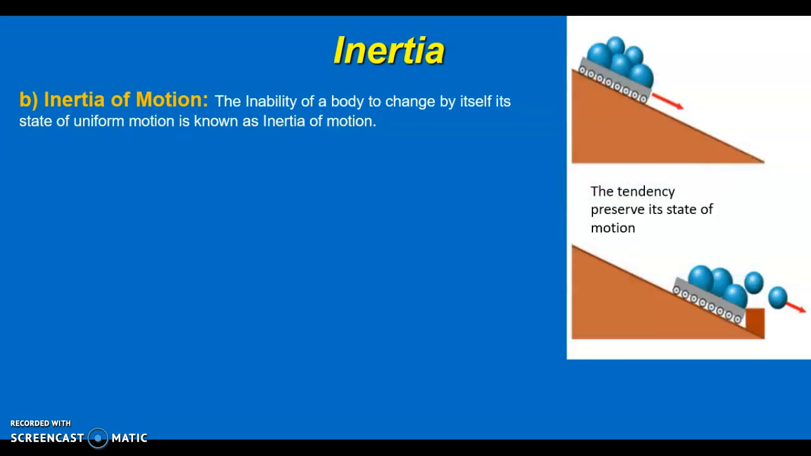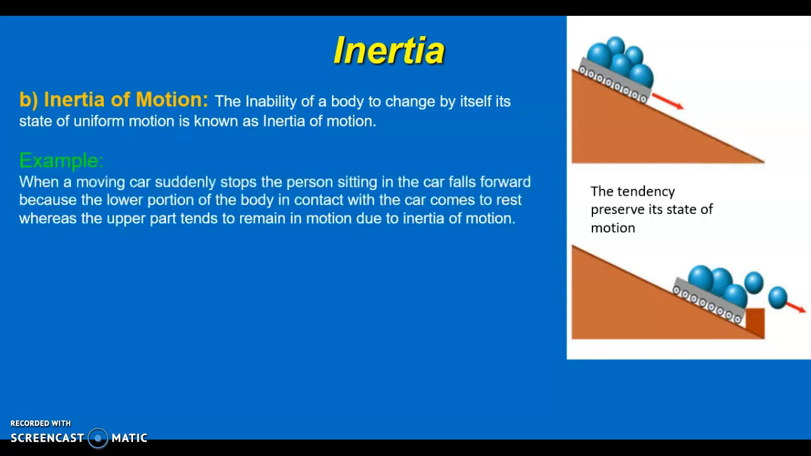So inertia of motion is the inability of a body to change by itself its state of uniform motion. So, for example, when a moving car suddenly stops, the person sitting in the car falls forward because the lower portion of the body in contact with the car comes to rest, whereas the upper part tends to remain in motion due to inertia of motion. So this is just the example that I explained before. We can take the example of the car.